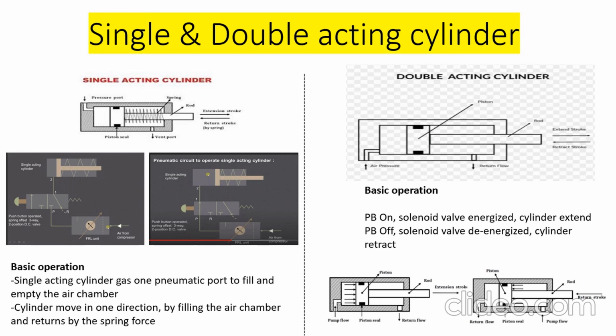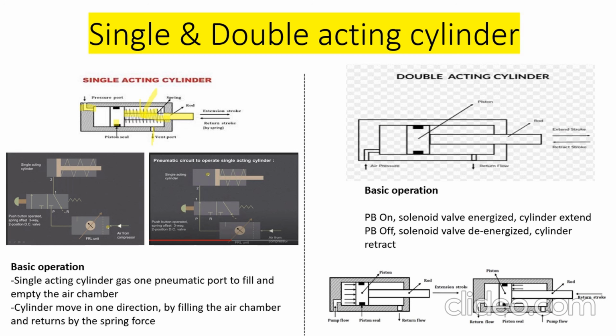So for the single acting cylinder, here we can see this is the pressure port, and this one is the spring. Then this one is a piston seal, and this one is the vent port, and this one inside the cylinder is the rod.